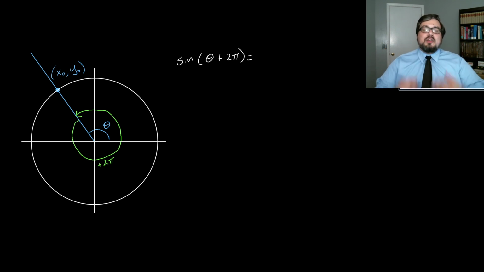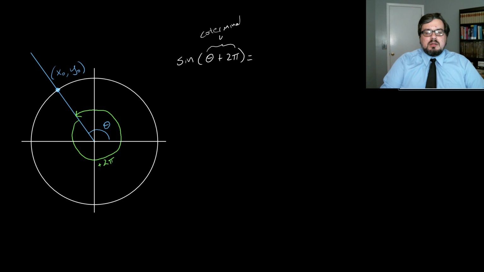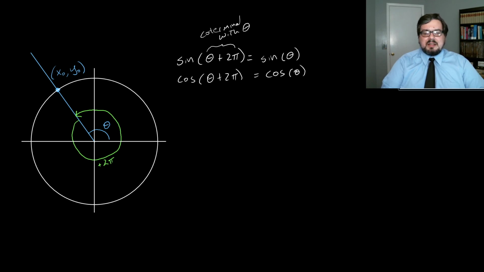But sine and cosine and the other functions of an angle only depend on the terminal side of it. And so since theta plus 2 pi is coterminal with theta, this means that sine of theta plus 2 pi is going to be sine of theta. And similarly, cosine of theta plus 2 pi is going to be equal to cosine of theta, and so forth and so on.